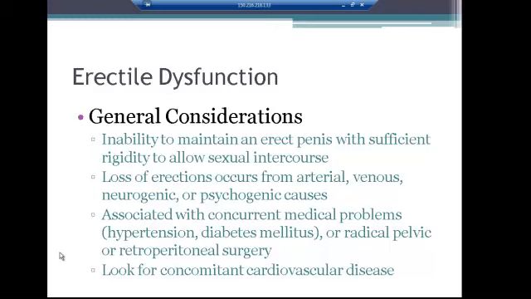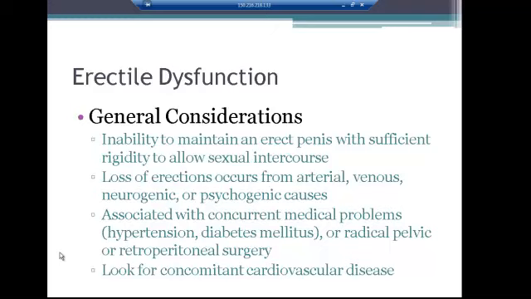Many problems with erectile dysfunction are associated with concurrent medical problems, especially hypertension and diabetes, which is why we see it so frequently in treatment of patients. It can also happen with patients who have had radical pelvic or retroperitoneal surgery, and those patients are people who have had prostate cancer, testicular cancer, some of the abdominal and bladder cancers, fractured pelvises, lots of different trauma things that can come in there.